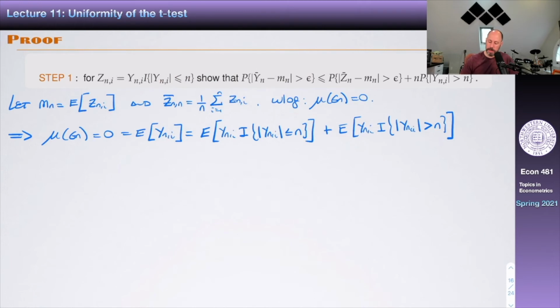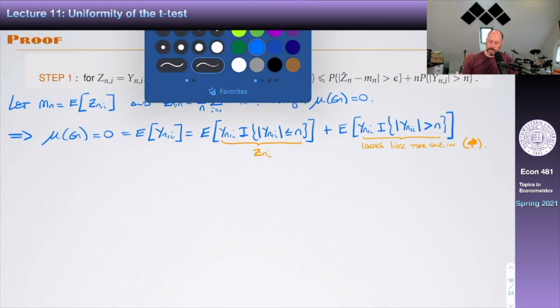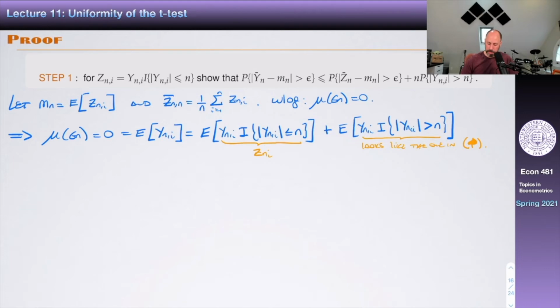Now notice this. This object here is Z_ni. And this object looks like the one in the Clough condition. Oh, I don't know how to do spades. So we have that this is equal to m_n plus this expectation.